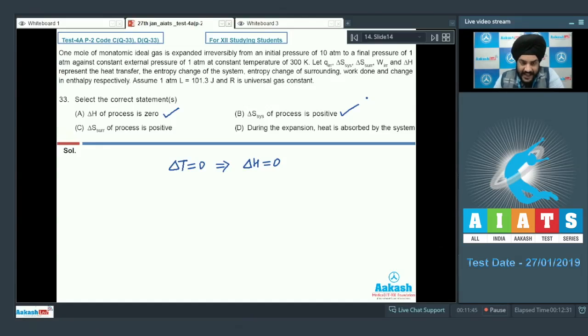If you look at the C statement now, delta S surrounding of process is positive. This statement is incorrect, students. We had just calculated the delta S surrounding, which had a negative value. So this is incorrect. Let us look at D option now. During the expansion, heat is absorbed by the system. We can apply the first law of thermodynamics, which says that Q is equal to delta U minus W. So the delta U term shall be equal to 0. And since work is done by the system, that work will be done by the system when it absorbs heat from the surrounding. So this statement is also correct. So students, for question number 33, we have to select option A, option B, and option D as the correct options. Let us look at the next paragraph.